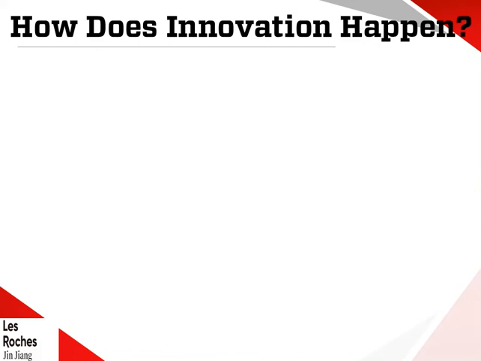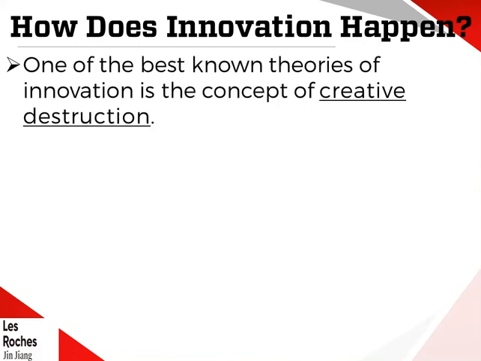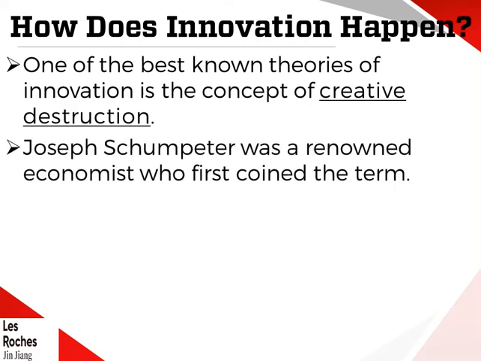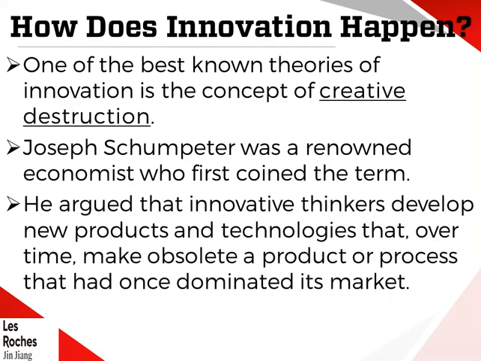So, how does innovation happen? One of the best known theories of innovation is the concept of creative destruction. Joseph Schumpeter was a renowned economist who first coined the term creative destruction. He argued that innovative thinkers develop new products and technologies that, over time, make obsolete a product or process that had once dominated its market.